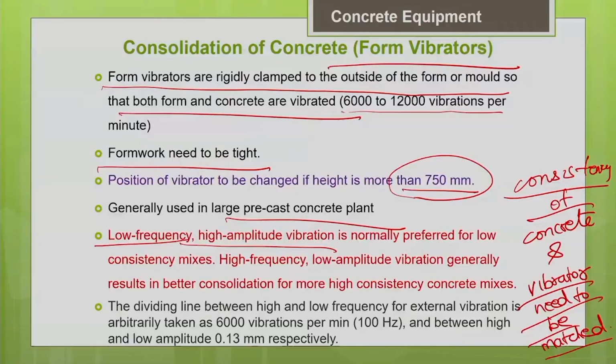The spacing between the particles will be more. In that case, we need a higher amplitude. Amplitude refers to the magnitude of the motion. We need a higher amplitude to cover the spacing between the particles. Generally, when we go for high amplitude, we go for low frequency. So for low consistency mixes, we prefer high amplitude and low frequency vibration. On a similar note, for high consistency mixes, we can go for low amplitude and high frequency vibration.